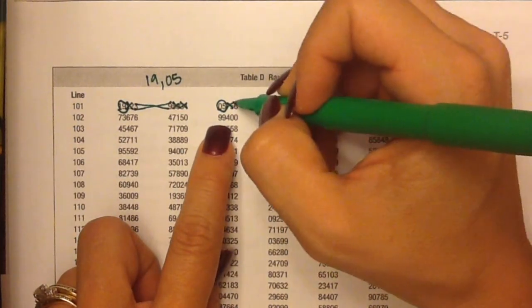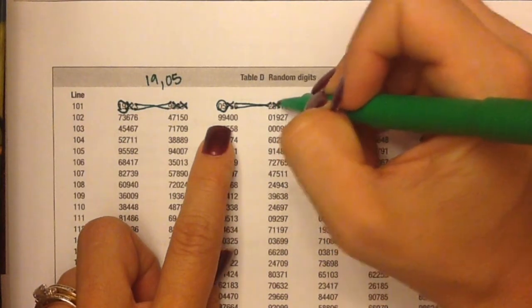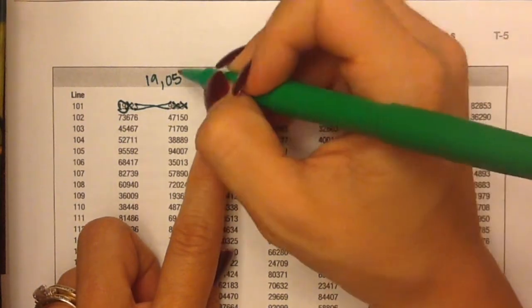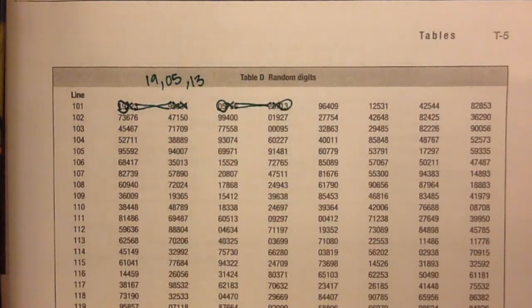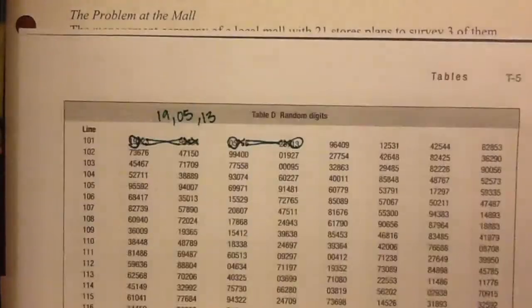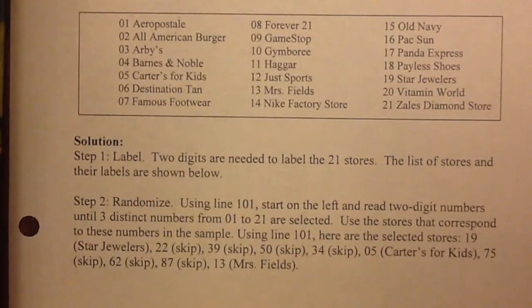75 is outside, 62 is outside, 87 is outside, but 13 is inside that range. So I'm going to have 19, 5, and 13 as my 3 stores. So going back to my list, I can see that the stores I am choosing are Star Jewelers, 5 is Carter's for Kids, and 13 is Mrs. Fields.